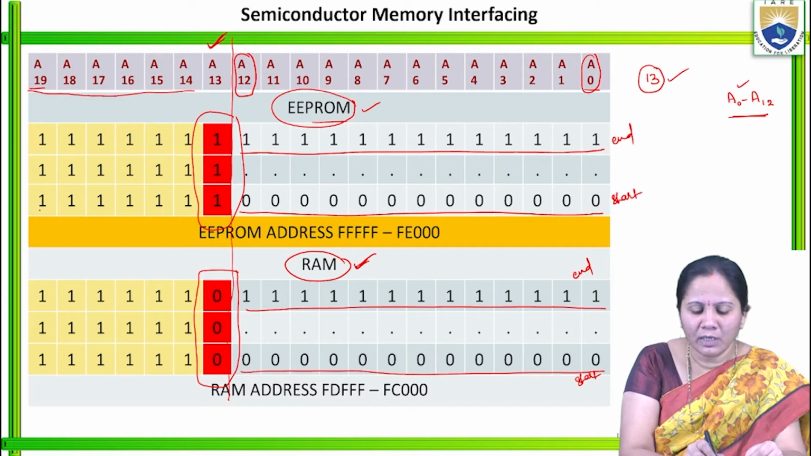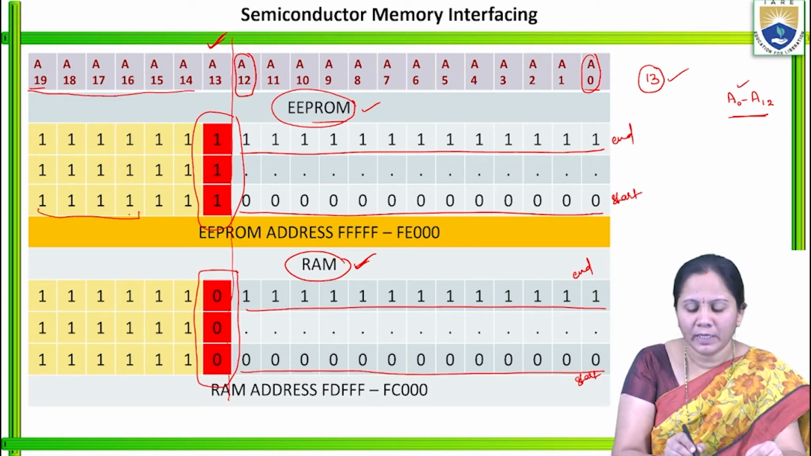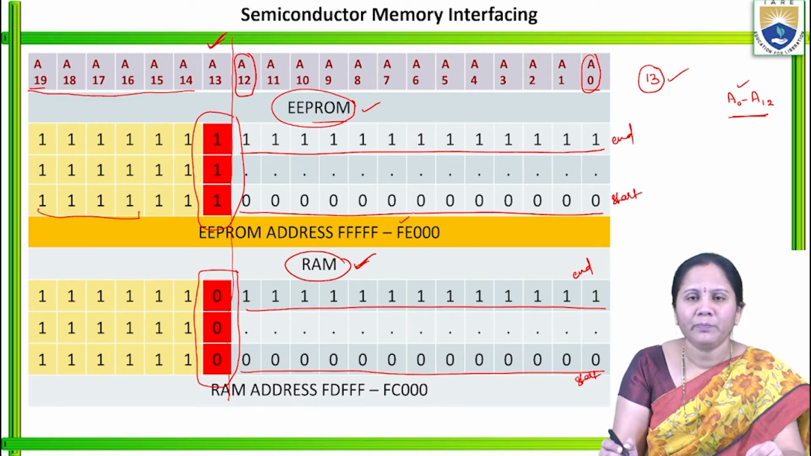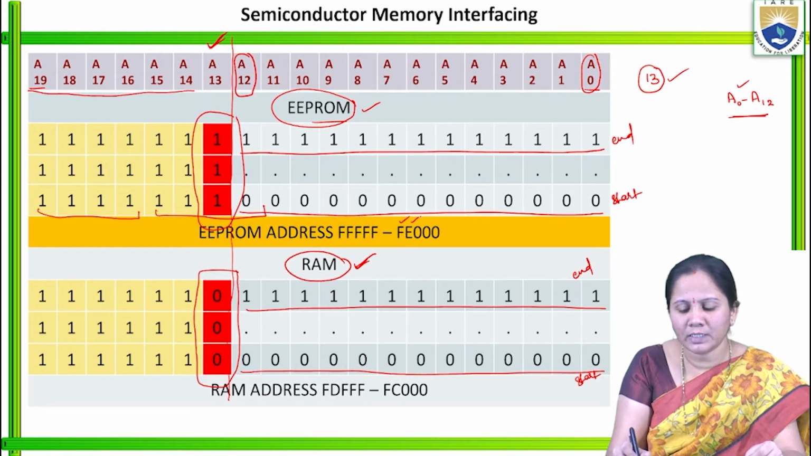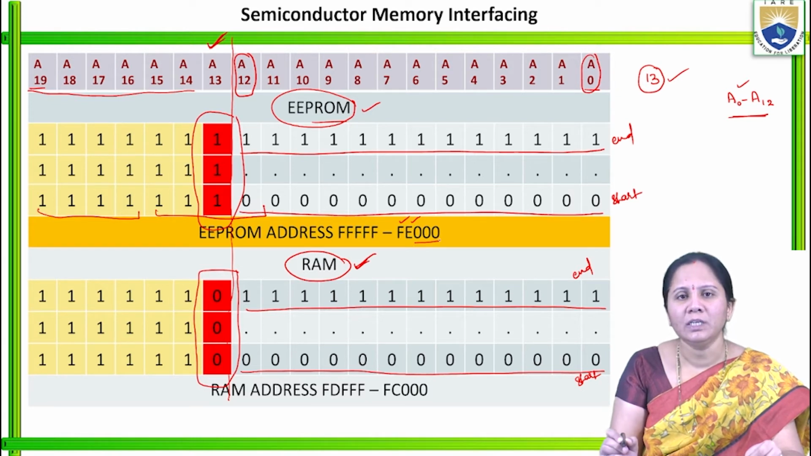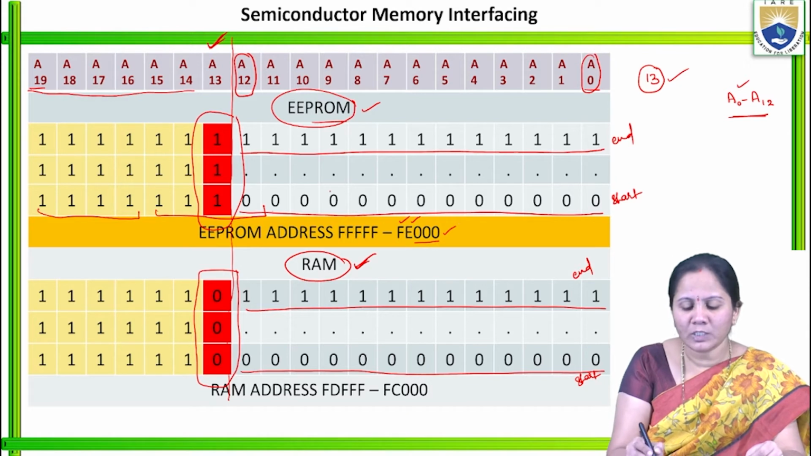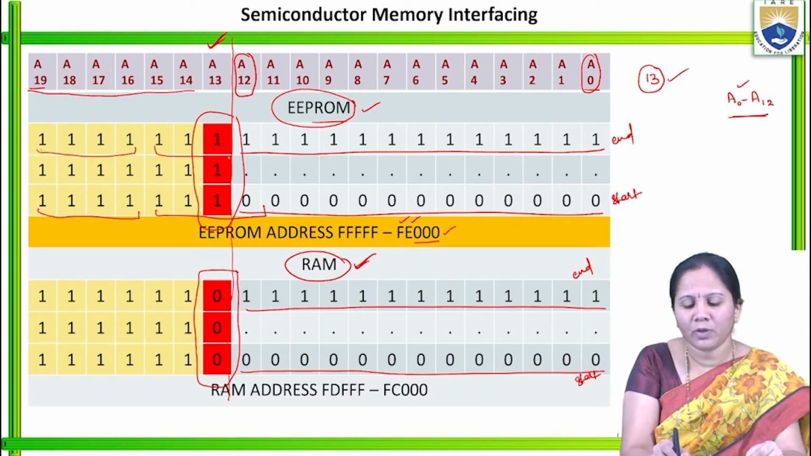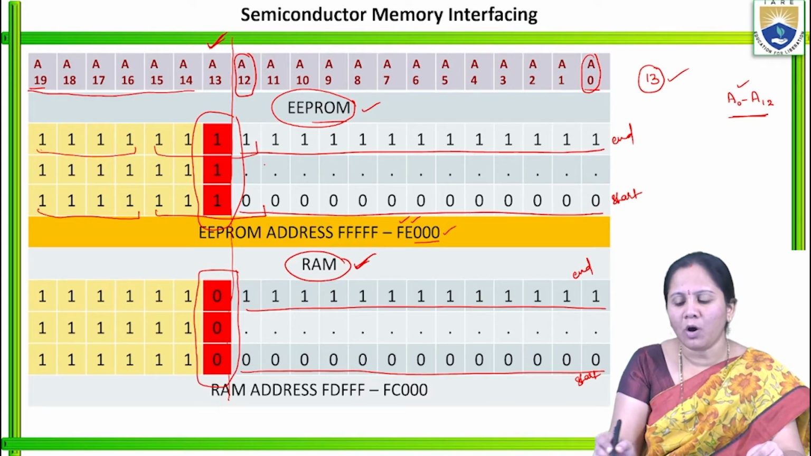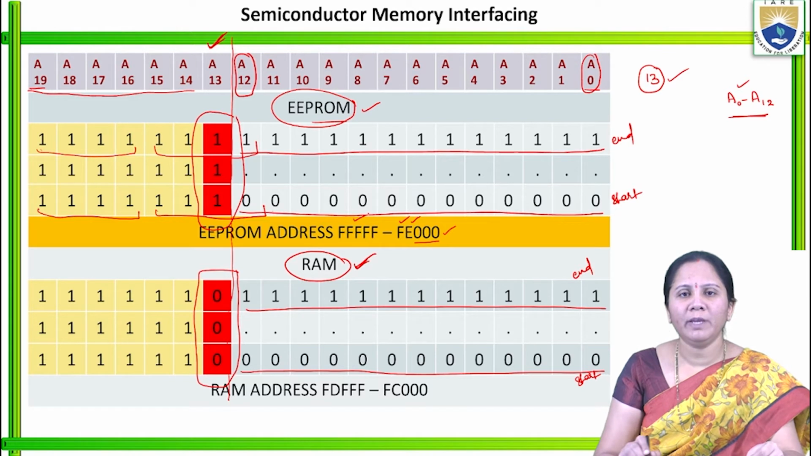So here, 1111 is F, and 1110 is E, and all the remaining bits are zeros, so the remaining value is 0. That is the starting address of the ROM. Next, all these are ones, so the ending address of the ROM will be all F.